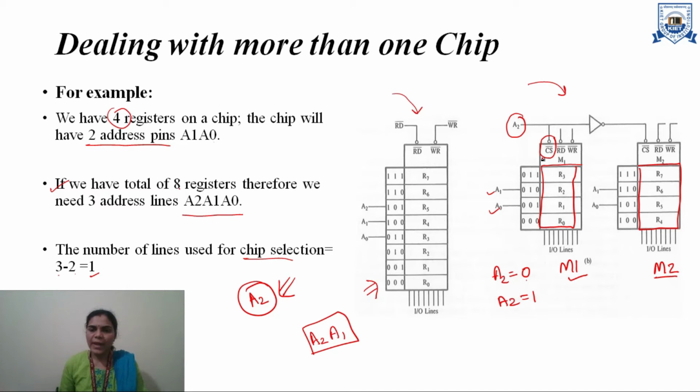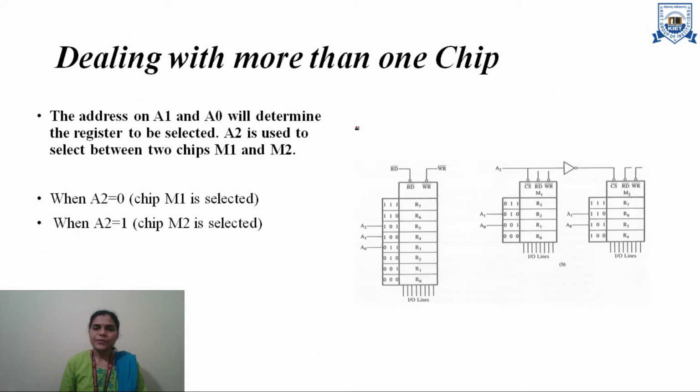So in this way, we can configure a higher number of registers with the help of more chips with a lesser number of registers. As we have discussed, 2 chips can be dealt with A2 as a chip selection. So here A0 and A1 will be used as address lines for 4 registers on a single chip, and A2 will be used as a chip selection pin.